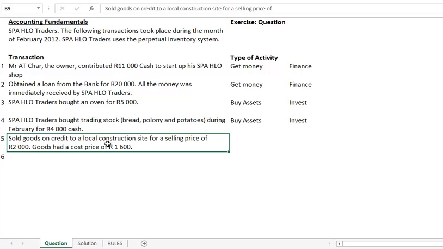They sold goods on credit to a local construction site for a selling price of 2,000 Rand. Goods had a cost price of 1,600 Rand. So what's happening here? Finally, the business is making money because there's more money coming in, or at least a promise of money since it was sold on credit. They're getting a promise that they'll get 2,000 Rand in cash in the future, and they're only losing trading stock of 1,600 Rand. So in effect, they've gained 400 Rand in assets.